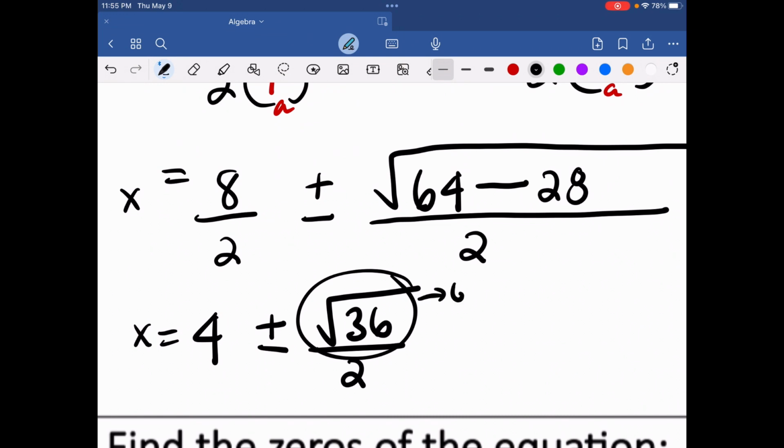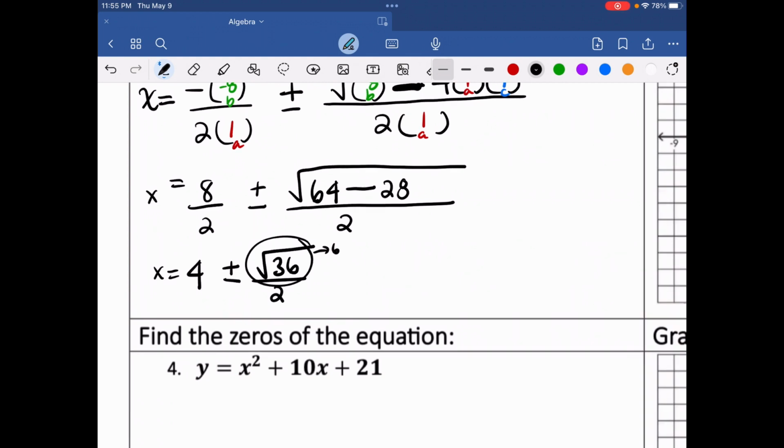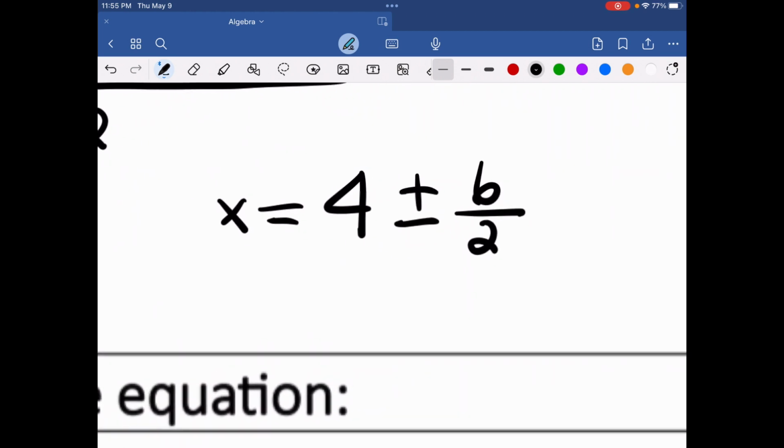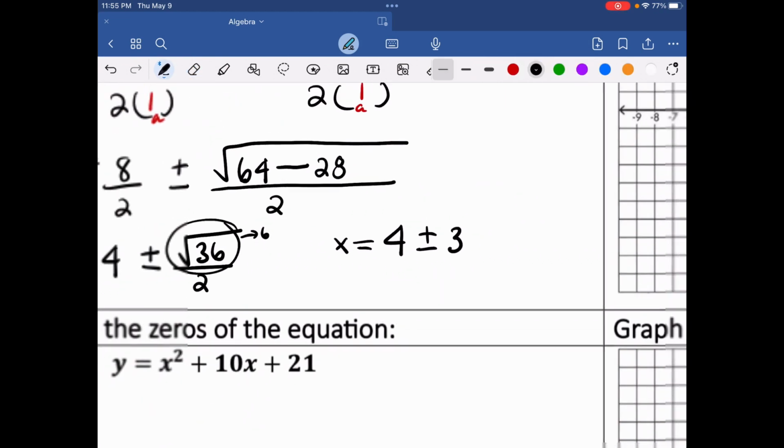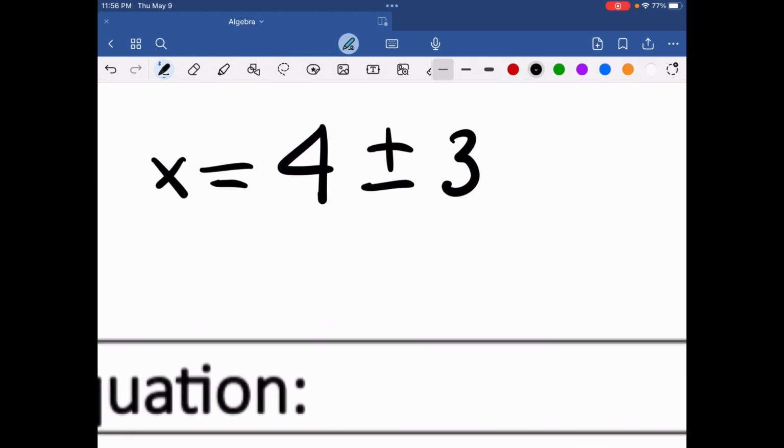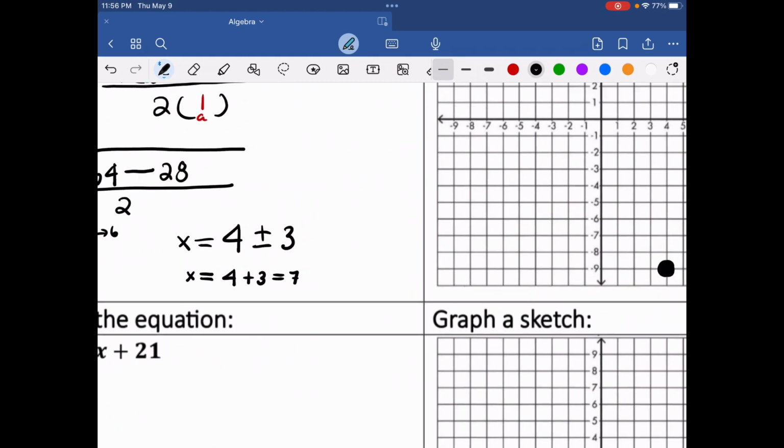This whole thing turns into a 6 at the top, so we have x equals 4 plus or minus 6 divided by 2. And at the end, what's 6 divided by 2? What does this fraction turn into? 3. So I'm just going to rewrite a 3. So that fraction turns into a 3. And that is our final 2 answers, right? We need to do one with the plus sign and one with the minus. So we get 4 plus 3, which is 7. That's the correct answer that we should be going to.